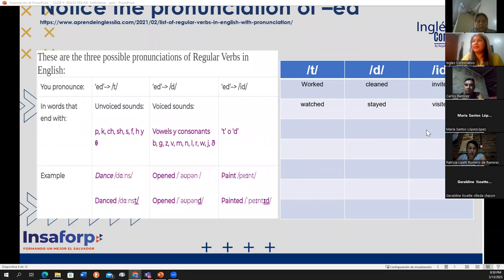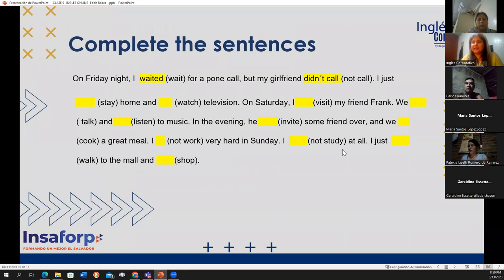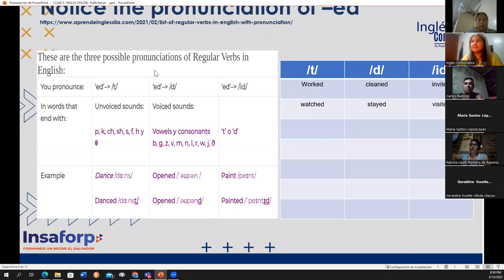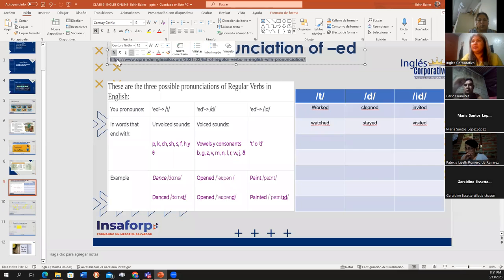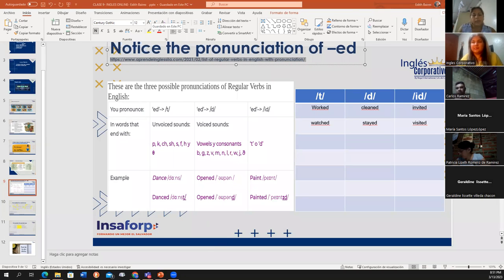Okay, we're going to complete this here, but we're going to go to the link that I have for you in order we can practice. Let me go to that link. I will send it to you in order you can have it. Lo voy a mandar para que lo tengan y también practiquen. Let me send it in the chat. Let me send it in WhatsApp.